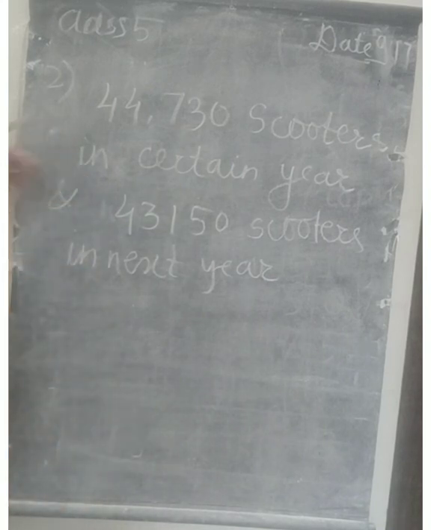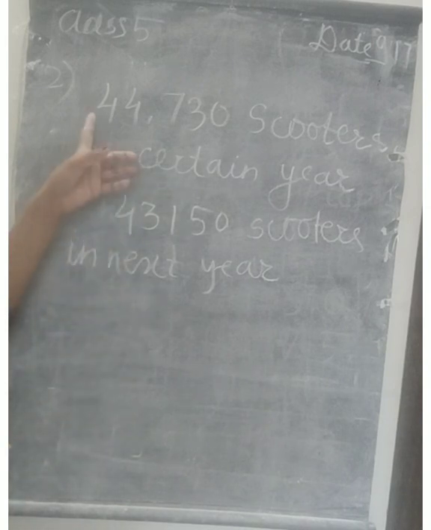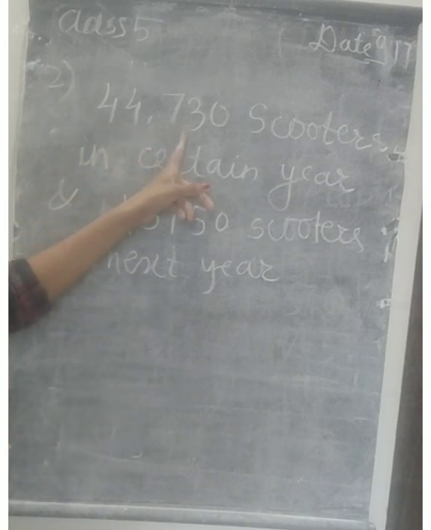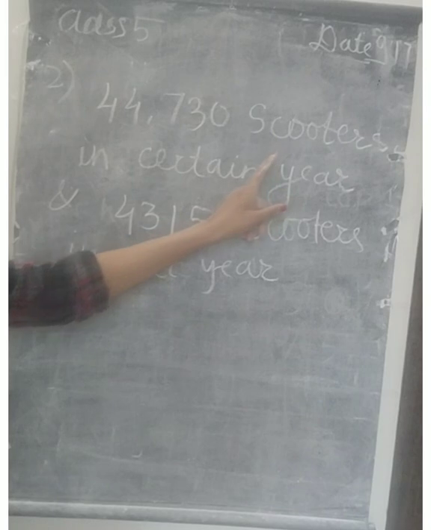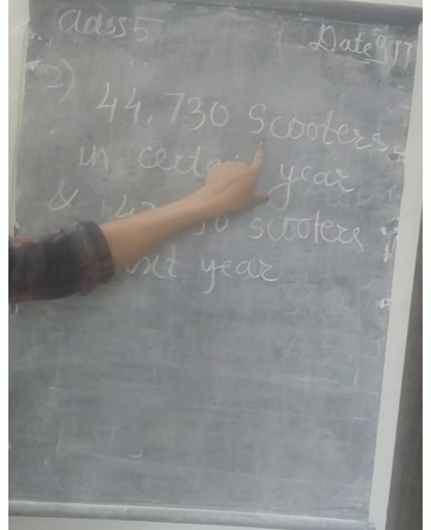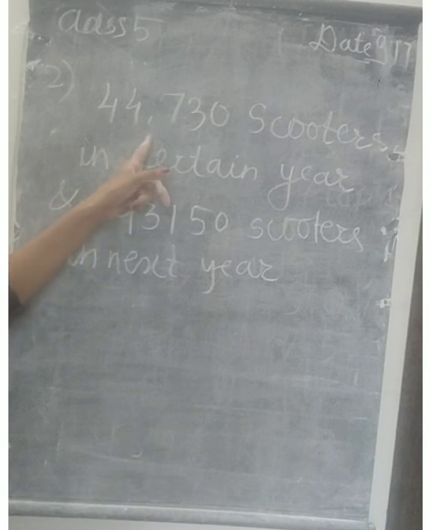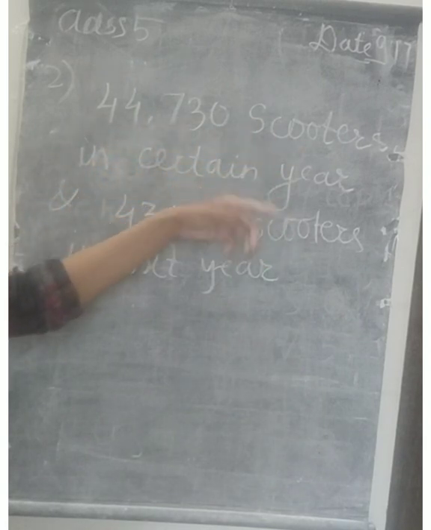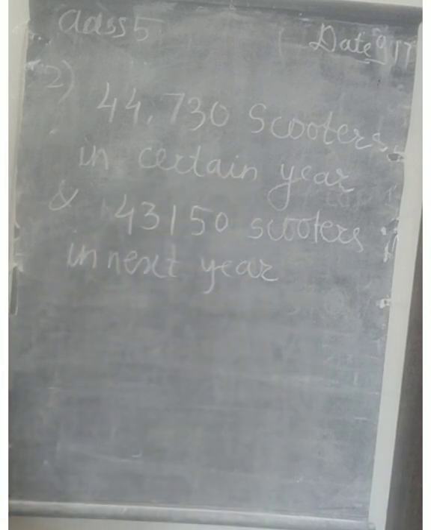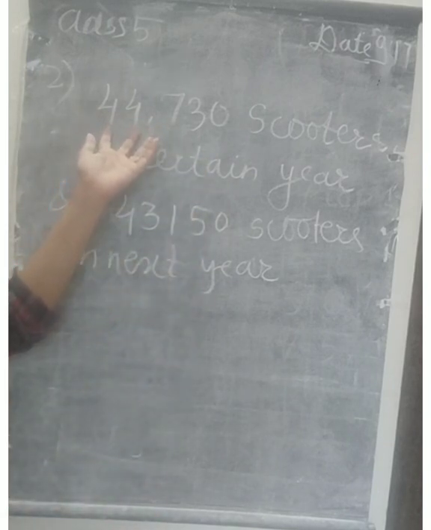Okay, now second example. There's one company and it produced 44,730 scooters. Okay, now we are not talking about money, we are talking about scooters. Okay, this company produced how many scooters? 44,730 scooters in a certain year. Certain year means what? In any year. Okay, let's talk about 2020 suppose.